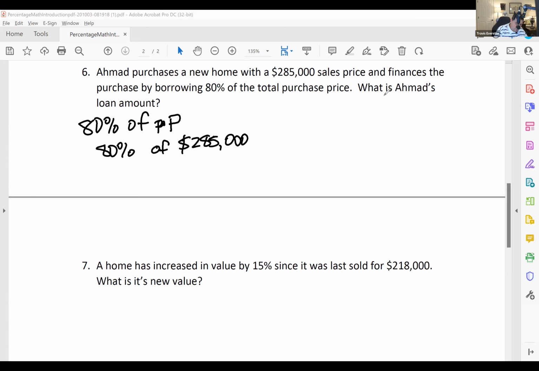I know that 80% is just 80 divided by 100. I know that "of" is just multiplication. I know I don't have to do anything with 285,000 because that's the number they gave me. I'm ready to do my math. 80 divided by 100 times 285,000. That's $228,000.